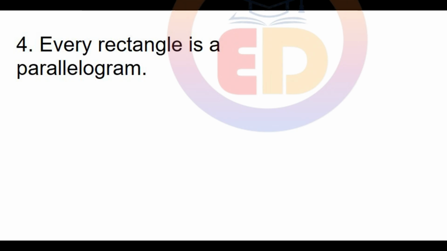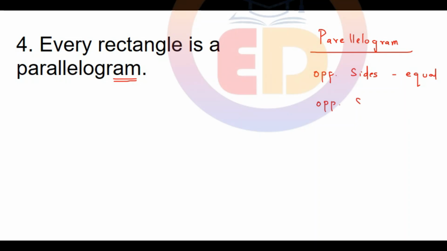Every rectangle is a parallelogram. According to the question, is every rectangle a parallelogram? Let us check. Now, what is the condition of being a parallelogram? The basic condition of being a parallelogram is opposite sides should be equal and opposite sides should be parallel. Now this is the basic condition of a parallelogram. If any quadrilateral meets these two conditions, it will be called a parallelogram.